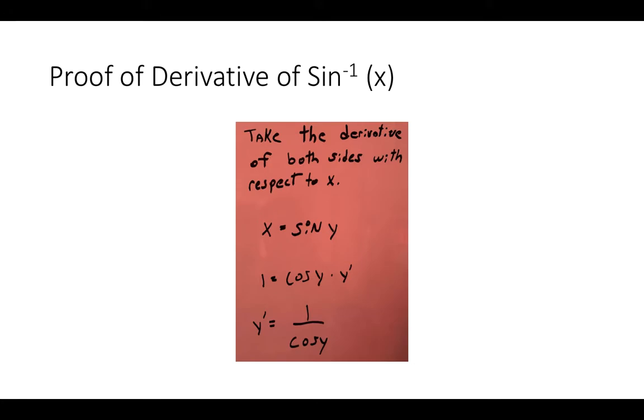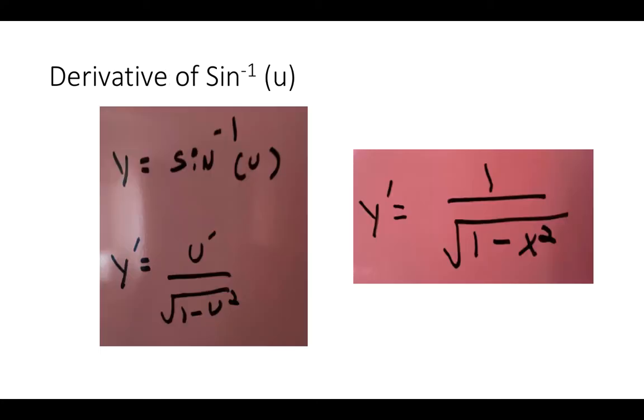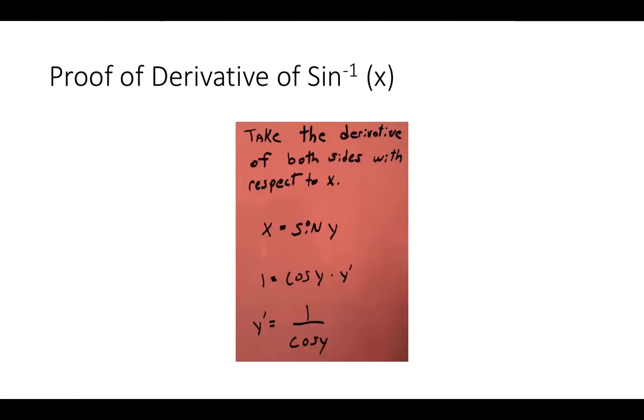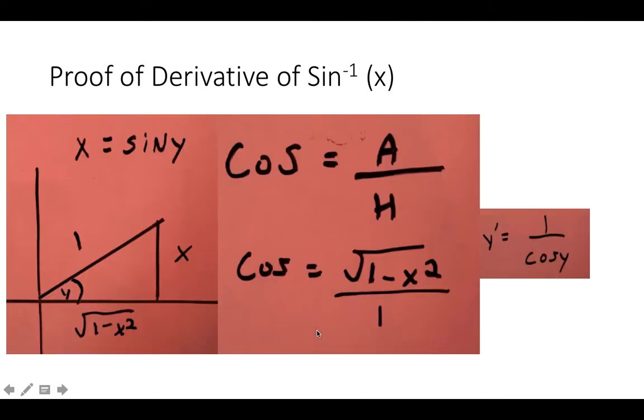Remember, the formula we're trying to prove is this formula. So how did we get this formula from that? Simple. You make a right triangle, right? You input x is equal to sine y. y is our angle. x is our opposite side. 1 is our hypotenuse. Through the Pythagorean theorem, we can conclude that the adjacent side is the square root of 1 minus x squared.